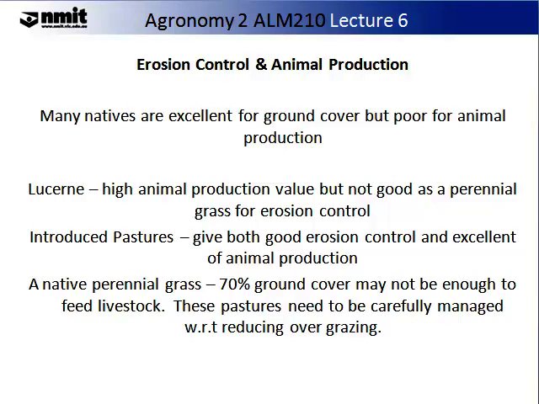Many natives are excellent ground cover, but seem to be poor for animal production. A crop such as lucerne is high for animal production, but is not as good as a perennial grass for erosion control. Introduced pastures seem to be a good compromise, as they are both good for erosion control and excellent for animal production value. You may wish to consider a native perennial grass system.